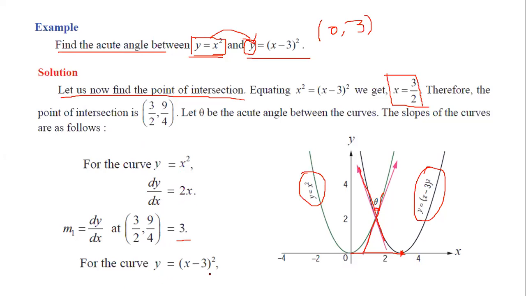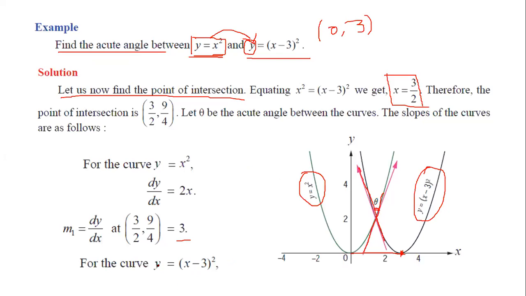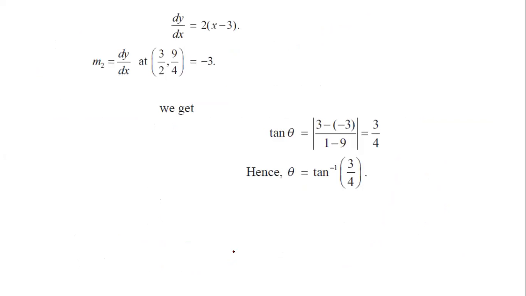For the curve y equal to x minus 3 whole square, then what is the tangent? That means you have to find dy by dx. You have to differentiate on both sides. You will get dy by dx equal to 2 into x minus 3. Once again you substitute the value 3 by 2, 9 by 4, you will get minus 3.